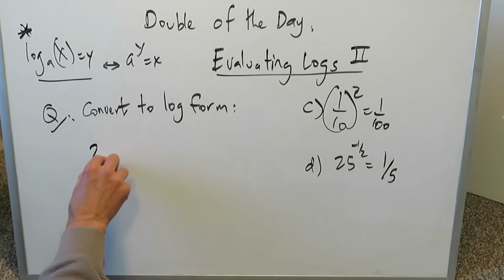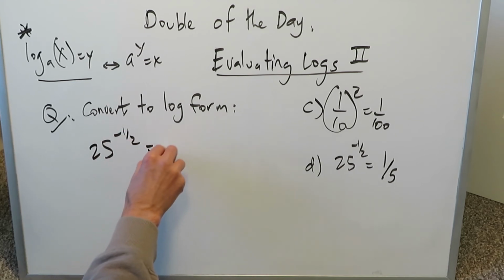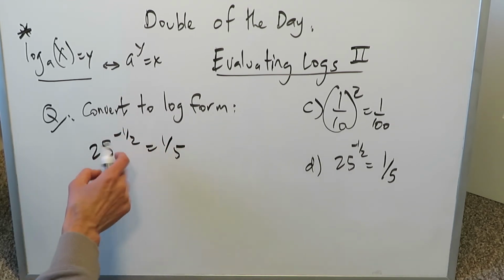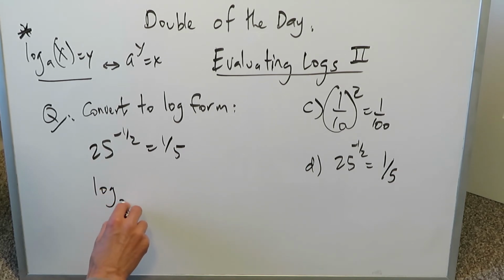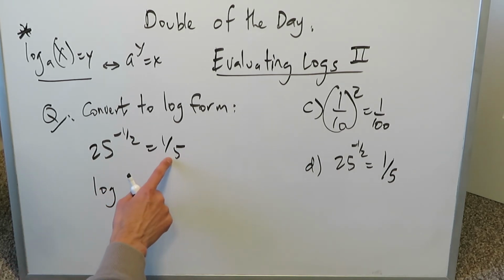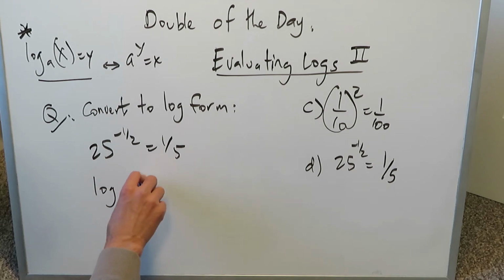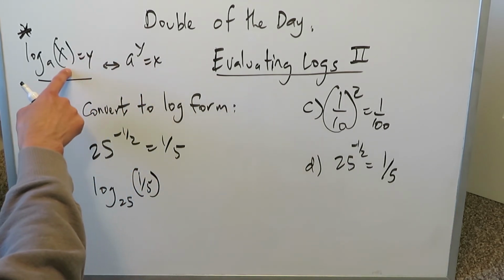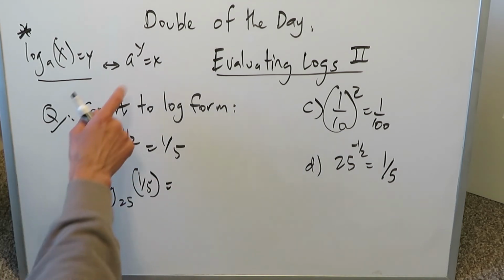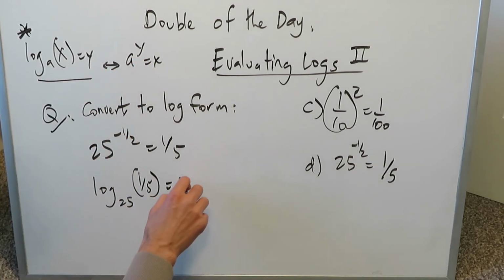How about this next one? 25 to the power of minus 1 over 2 is equal to 1 over 5. The item which is being affected by the exponent is always your base, so that's easy. That comes down right over here. The answer over here must be your x value in terms of the logarithmic function. The answer here is your x value here. Your exponent here is your y value here, minus 1 over 2, and you're done.